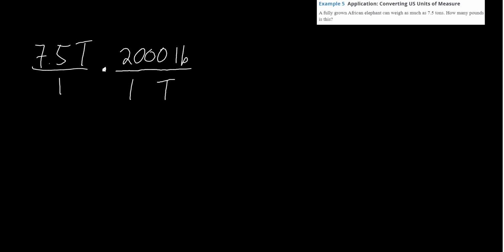2,000 pounds. And so the arithmetic here, right? The t's cancel, and then we have 7 times 2 is 14. Half of that is 15,000 pounds. So 7.5 times 2,000 is 15,000. 15,000 pounds. Okay.